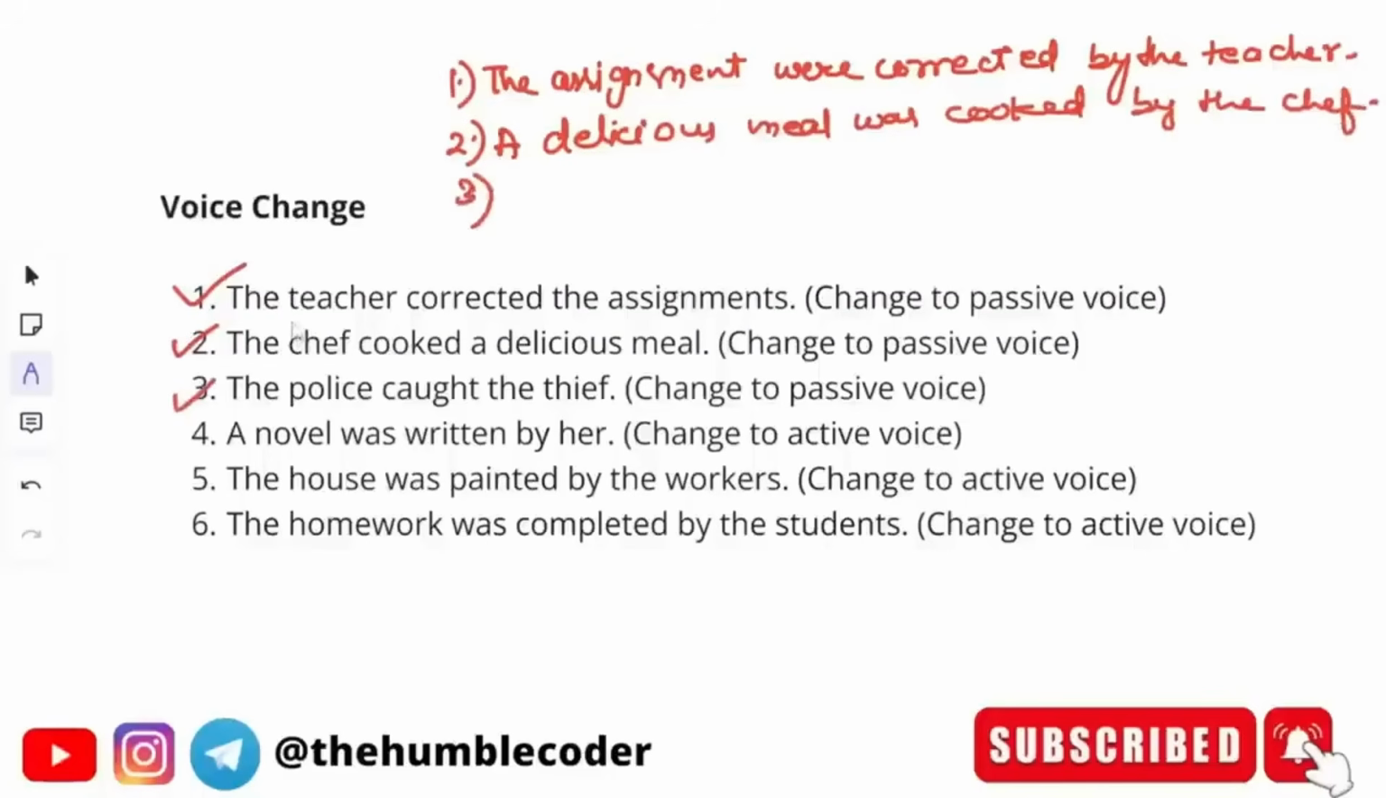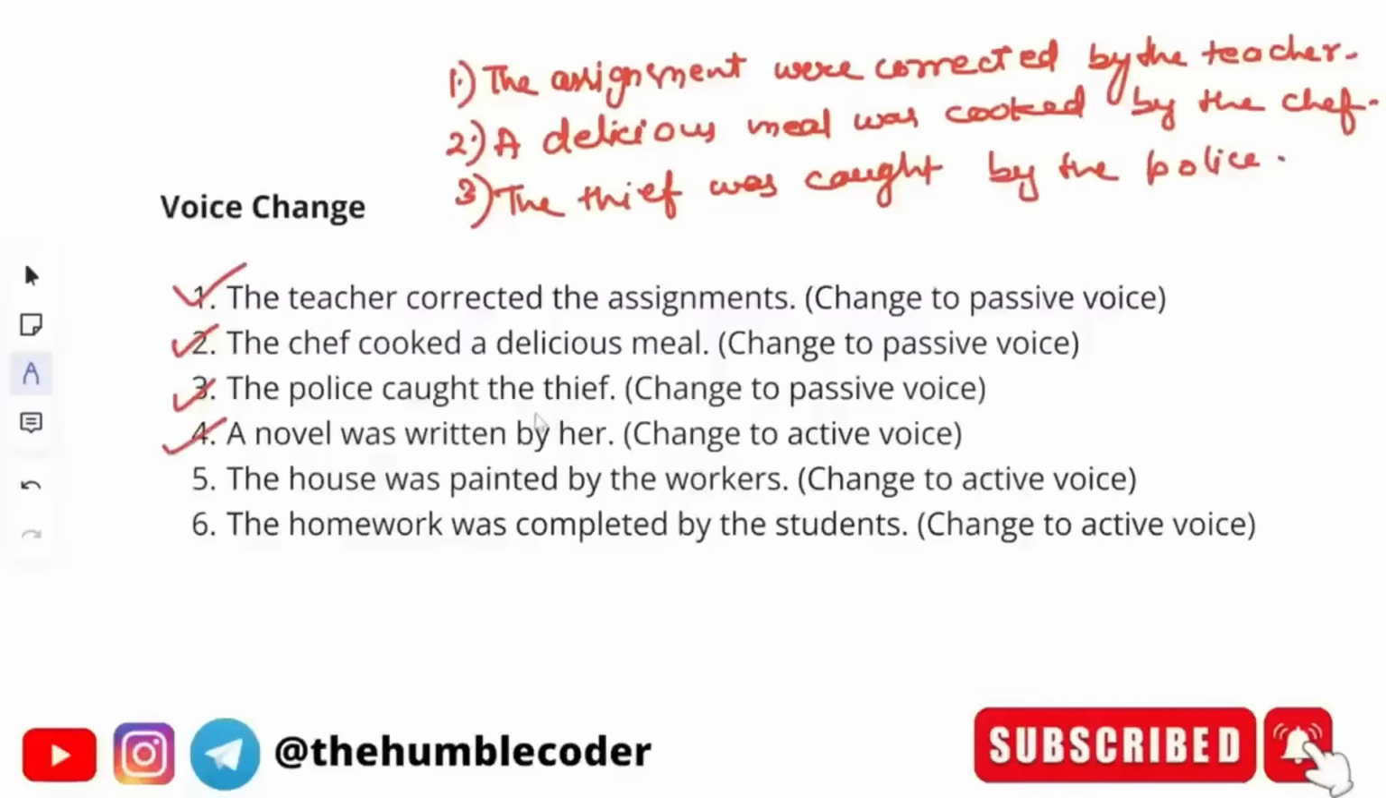The police caught the thief. Again, this is the active voice sentence. We have to convert it into a passive voice sentence. The correct answer will be the thief was caught by the police. Okay, so this is the correct answer for this question. Moving on to the next question.